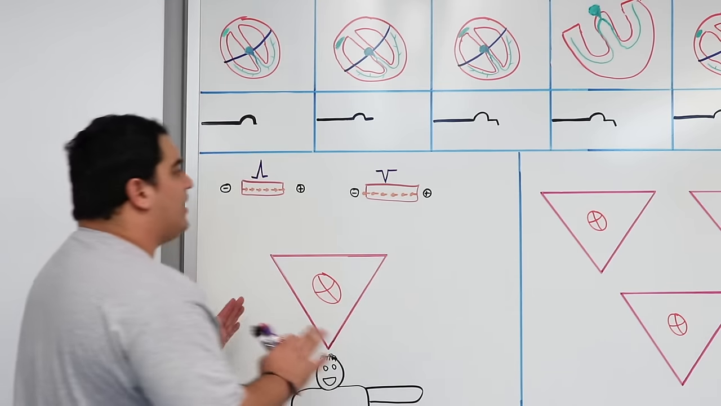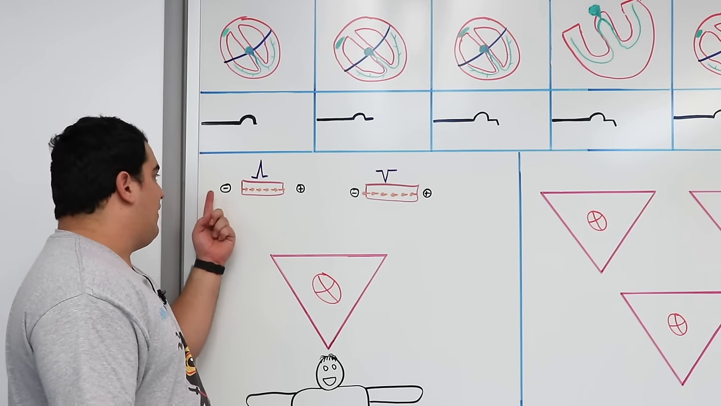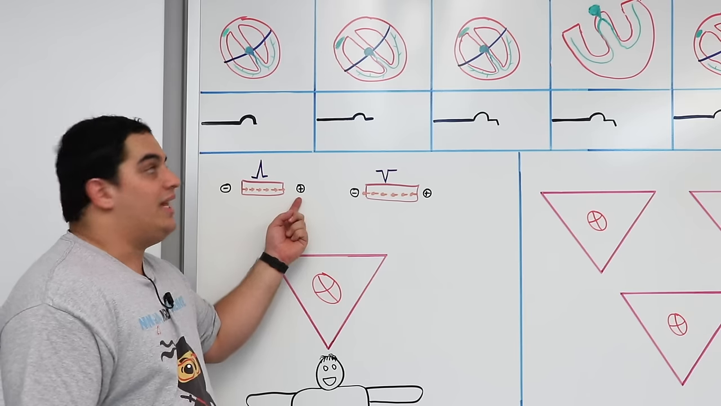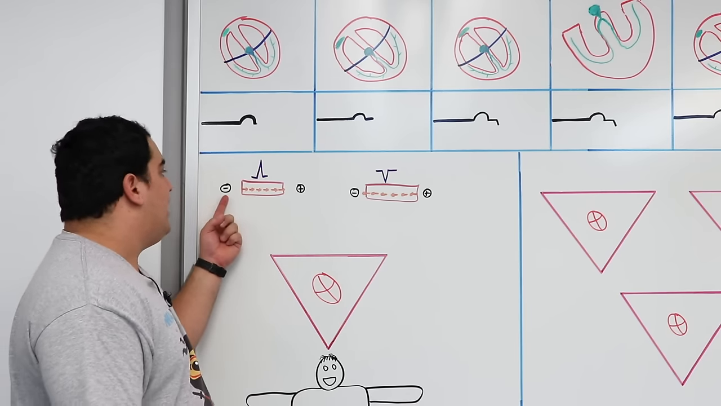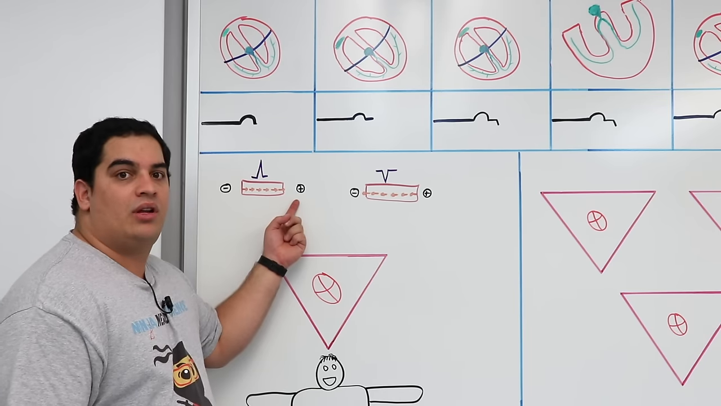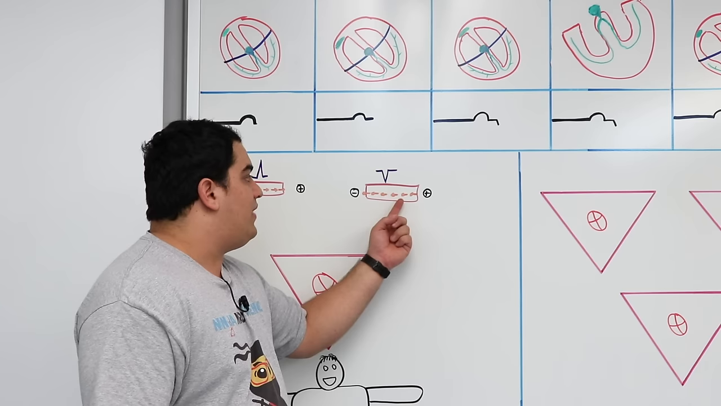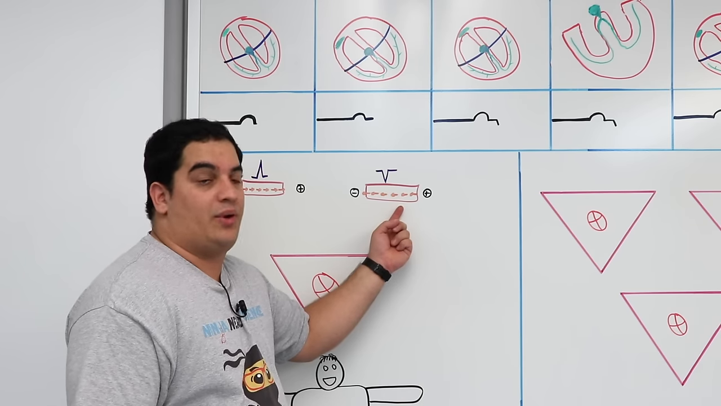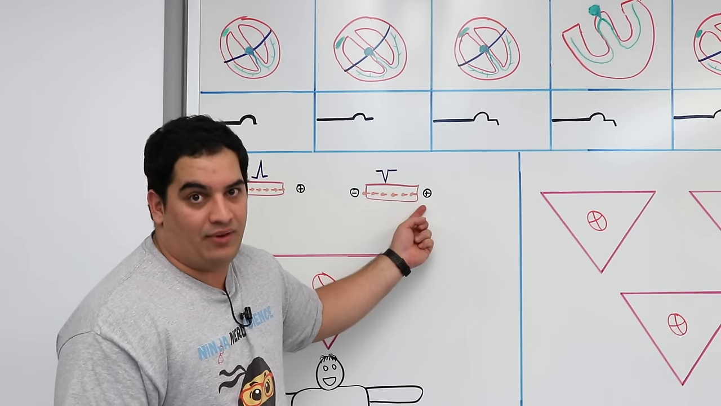So the basic thing I really want you to understand here for these EKGs is you have a negative and a positive electrode. If the electrical activity of the cardiac tissue is moving towards the positive electrode, it's going to produce a positive deflection. If the electrical activity of this tissue is moving away from the positive electrode, it's going to produce a negative deflection.